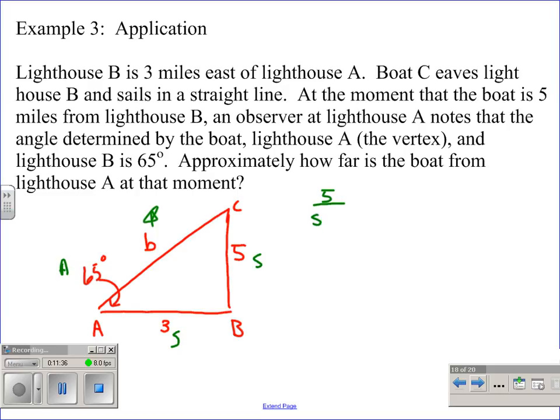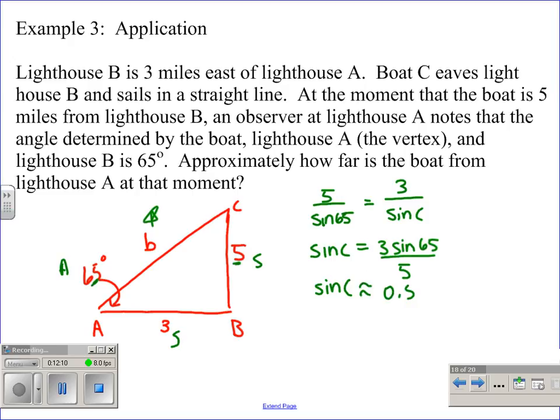So I'm going to say 5 over the sine of 65. And I choose that because I do have that side and the angle opposite it. It's going to be equal to 3 over the sine of C. And so that's going to leave me with the sine of C is going to be equal to 3 sine 65 over 5, telling me that the sine of C is going to be approximately 0.54.